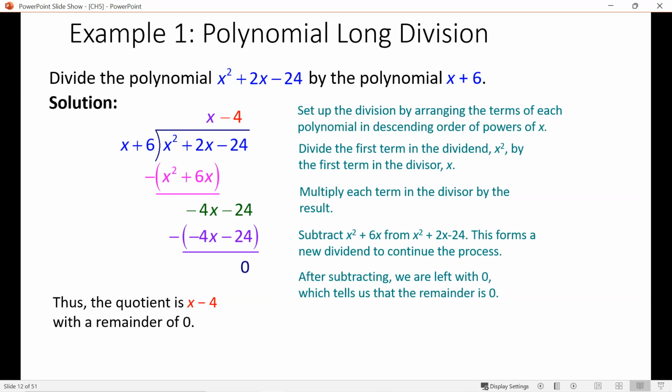And the quotient is x minus 4, meaning that x minus 4 times x plus 6 gives us x squared plus 2x minus 24. So we can actually now rewrite our polynomial as x plus 6 times x minus 4.